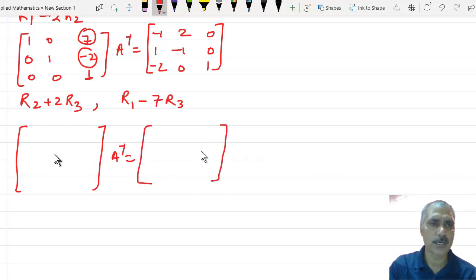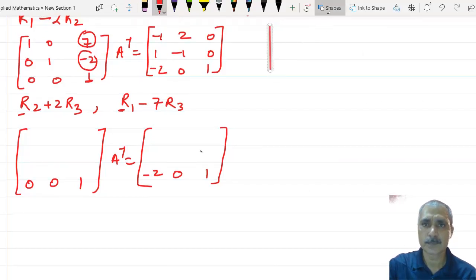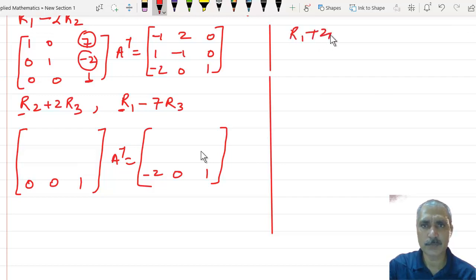Now if we look at this one, R2 is changing, R1 is changing, so R3 is remaining as it is. So we will do the copy paste for that: 0, 0, 1, minus 2, 0 and 1. Now we will be doing the operation, and we will be doing the rough part here. Let us do the rough one. The first operation is R2 plus 2 times R3.